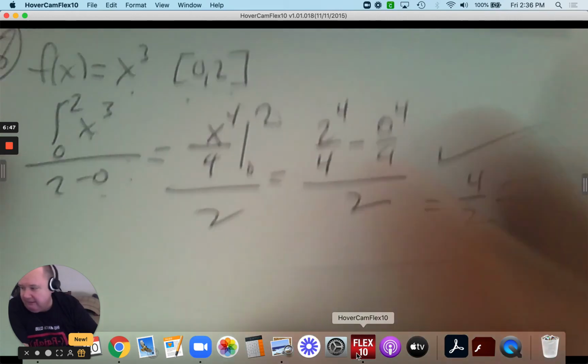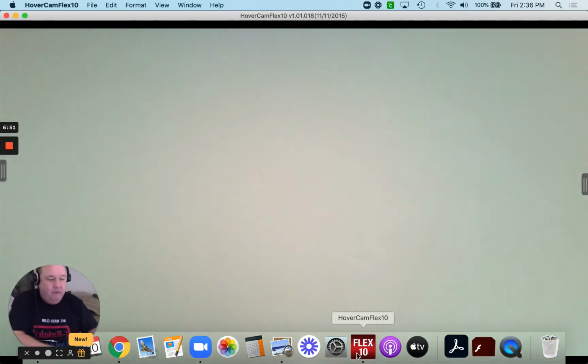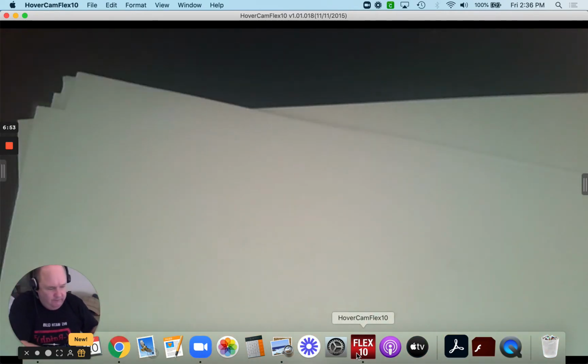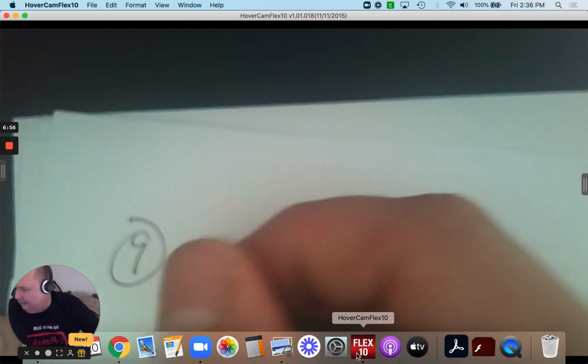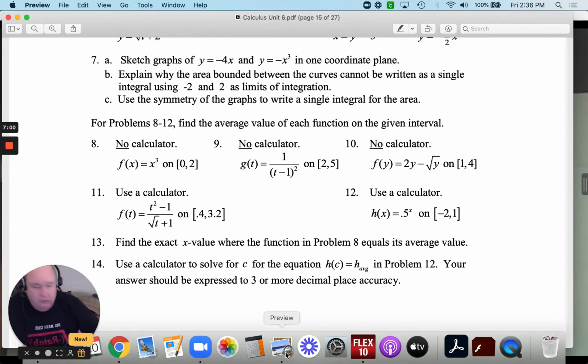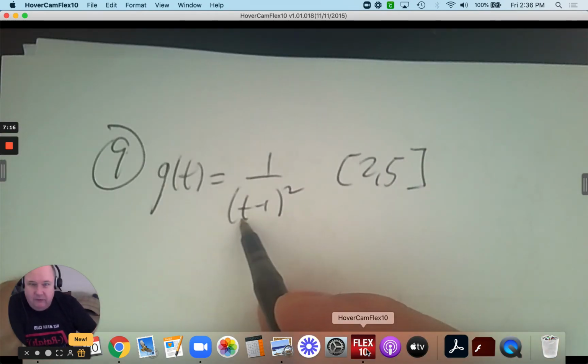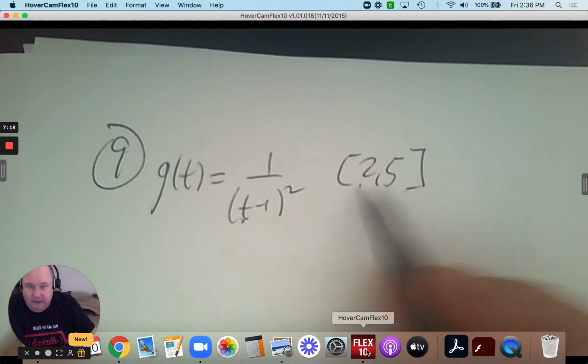All right, number 9. Again, I'm finding the average value in number 9. So let's see, what's the function in number 9? So let me look here. The function's given as 1 over (t minus 1) squared, and the interval is from 2 to 5. It must be continuous again in that interval, so if there's a discontinuity in the middle, we wouldn't be able to do it. So it is not continuous at positive 1, but from 2 to 5, it's continuous.